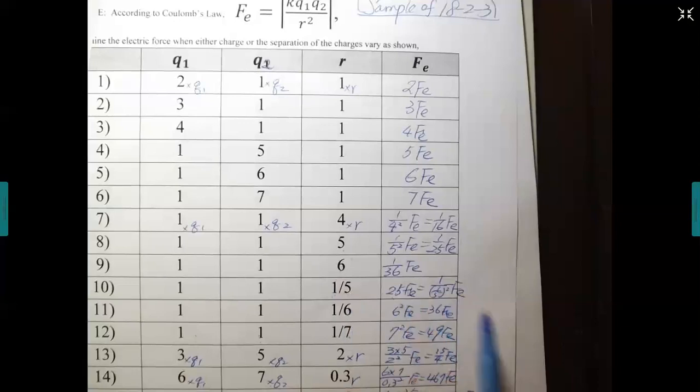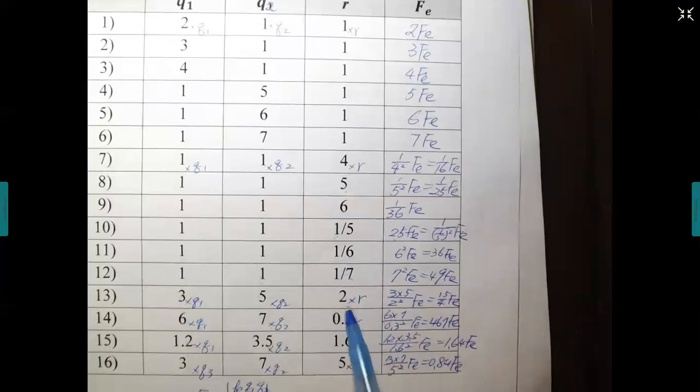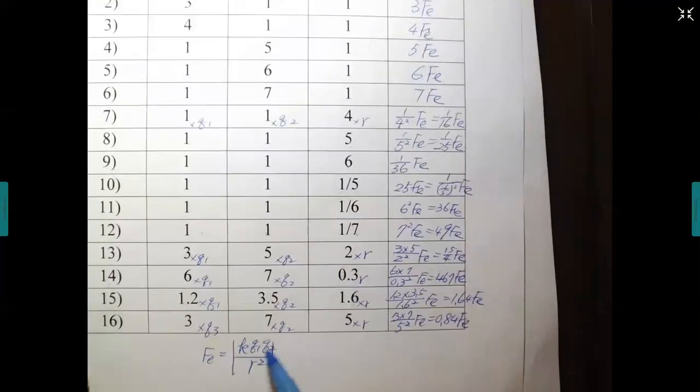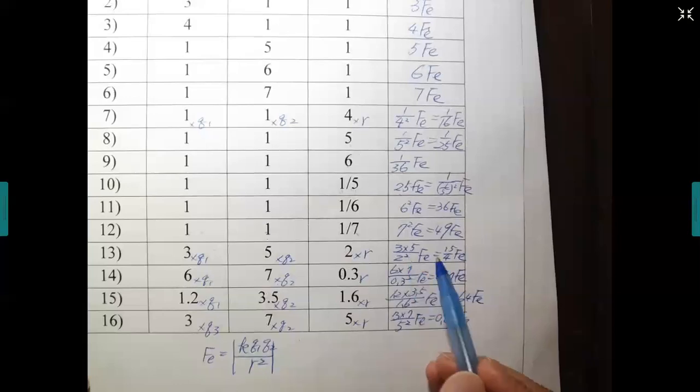What happens if all the numbers change, all the coefficients change? Then you take a look at the equation. It's Q1 times Q2 divided by r squared. So you do the same thing for the coefficients of these variables. You do 3 times 5 divided by 2 squared. So this force is 15/4 times of before.